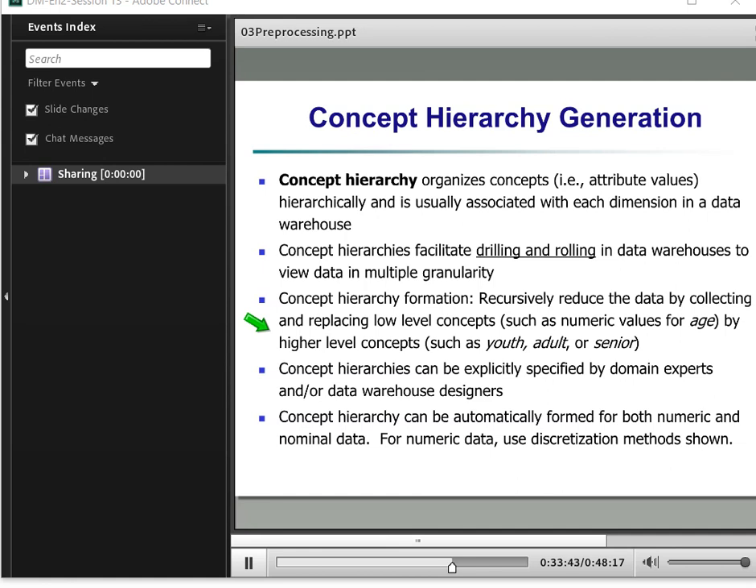In the upper level, we can think about the name of city. After that, in the upper levels, city, state, country, region. We can have different items here in different levels.